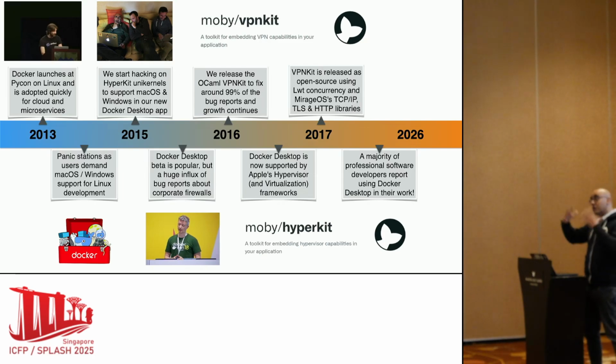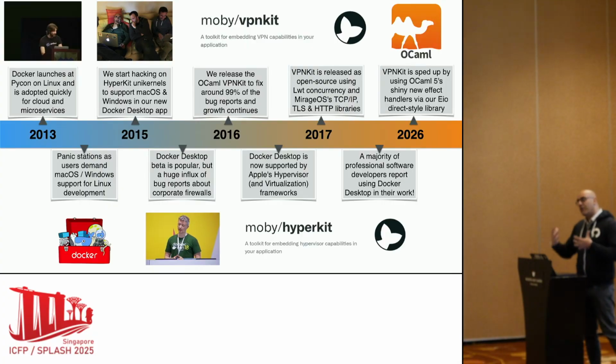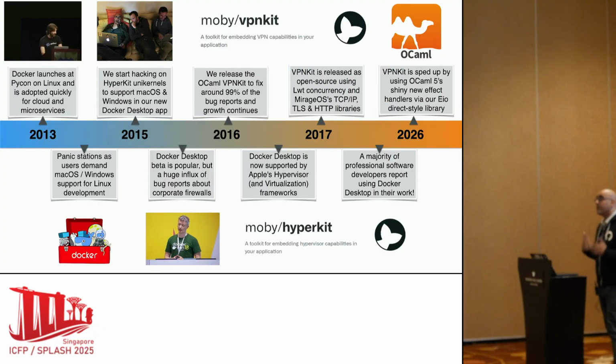And then happily, a majority of professional software developers report they're using this as a result of this work. And then excitingly for ICFP, we've also started integrating a lot of shiny new functional programming features into the code base to keep up with the times for needs for performance and so on. And so we're using effect handlers and direct style IO, and I'll give you a bit of a preview about where we're going with that to show you what comes next as well. So this has been the overall timeline of where we came from.